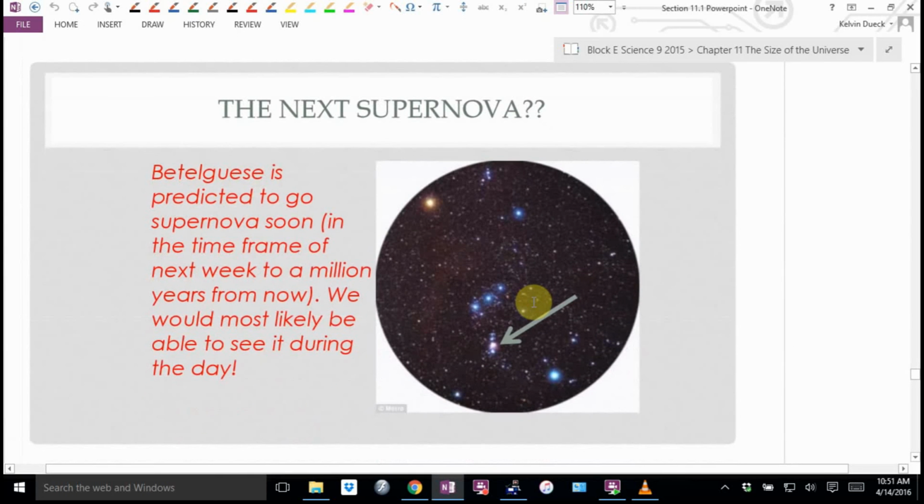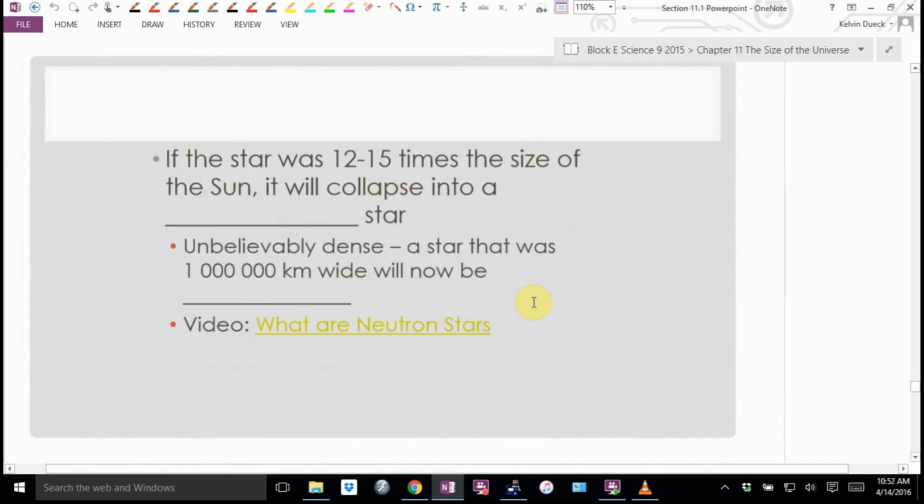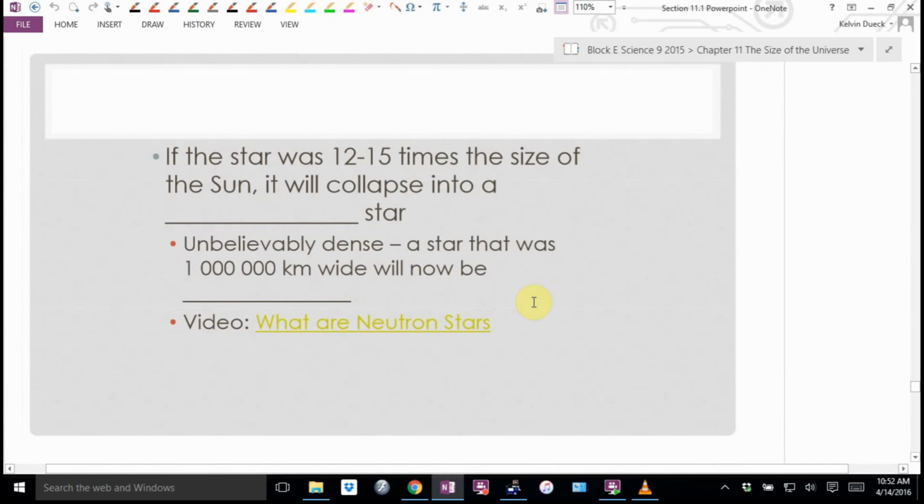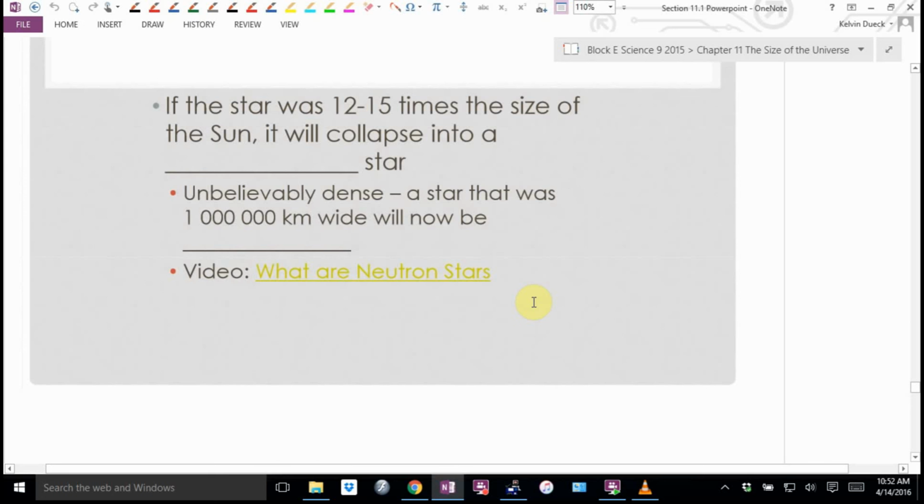So Betelgeuse, however you want to say it, is predicted to go supernova soon. Matt, soon means on the cosmic scale sometime in the next 50 million years or so. But that is, on the cosmic scale, a ticking time bomb. Could go next week. We would probably be able to see it during the day, if it goes. If that star was about 12 to 15 times the size of the sun, it will collapse into a neutron star. What's a neutron star?